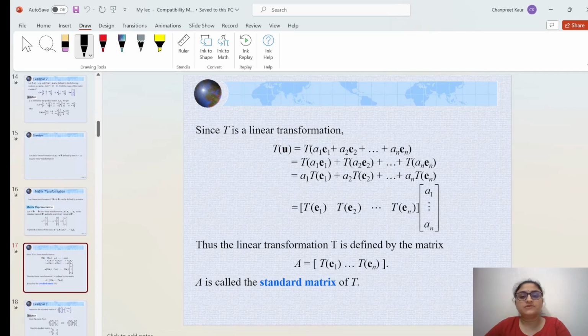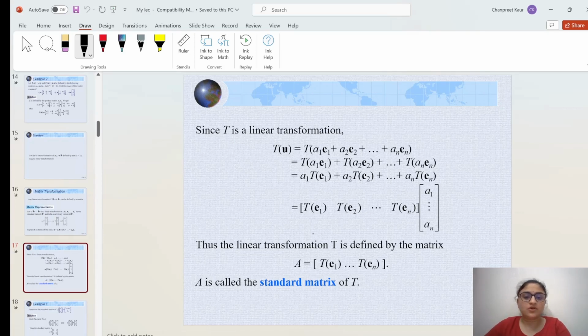Since T is a linear transformation, we apply the properties of linear transformation and we get that it can be written as a1 T(e1) plus a2 T(e2) and so on, an T(en). And we simply collect the actions of T on ei. We rewrite this as the row vector T(e1), T(e2), and so on, T(en), multiplied by the column vector (a1, a2, ..., an). And this is how the matrix representation is given.